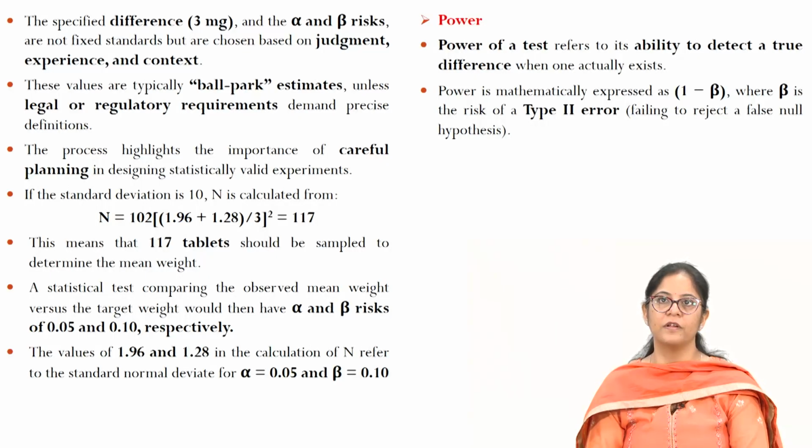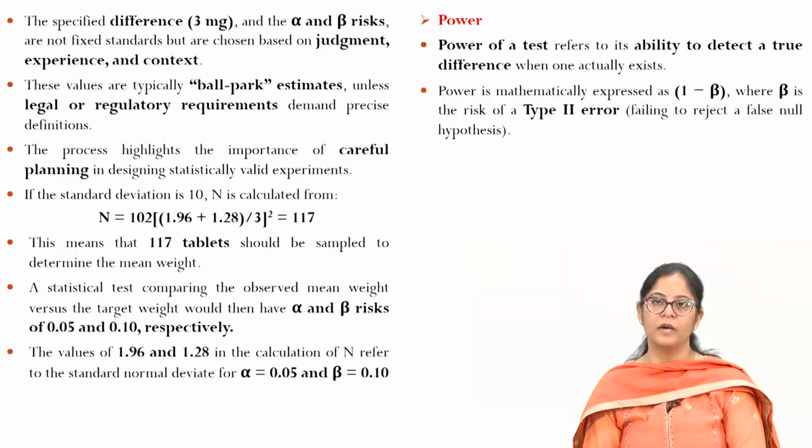So the specified difference of 3 mg and the alpha and beta risks are not fixed standards but are chosen based on judgment, experience and context. These values are typically ballpark estimates unless legal or regulatory requirements demand precise definitions. The process highlights the importance of careful planning in designing these experiments. If the standard deviation is 10, n is calculated accordingly. A statistical test comparing the observed mean weight versus the target weight would then be used, having alpha and beta risk of 0.05 and 0.1 respectively.